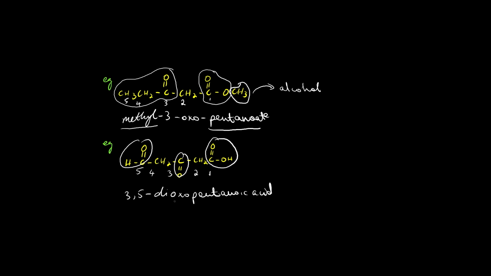aldehyde group respectively. They both are substituents, therefore we have dioxo because oxo would come 2 times. Pentanoic acid because there are 5 carbon atoms in the longest carbon chain, so therefore a 5-carbon carboxylic acid. And that is it for naming and for this video. Thank you.